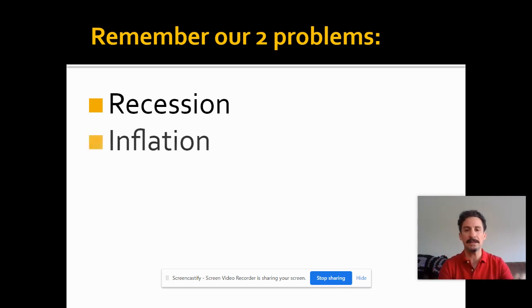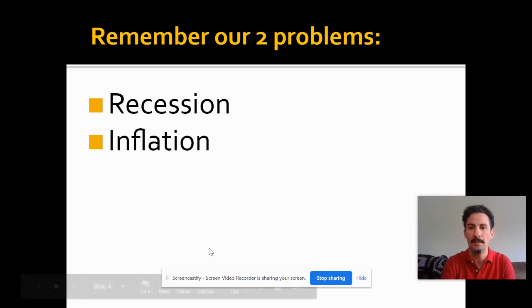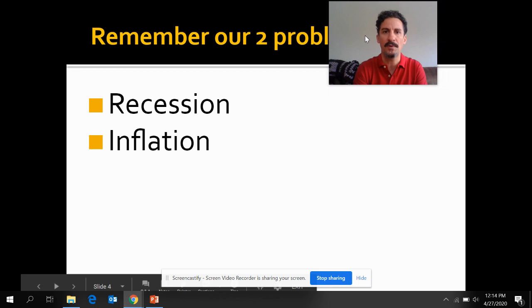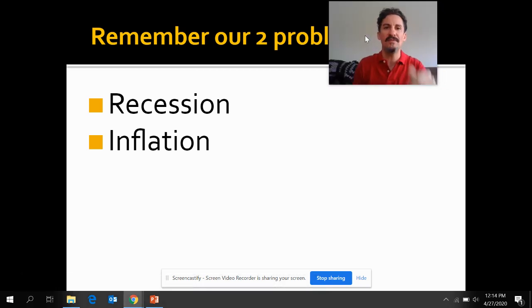The second problem is inflation. I know everybody thinks that if everybody's got a job and everybody's making more money, that's a really good thing, but it can also be a bad thing. Remember, anywhere between 2 and 4% inflation is considered healthy. Once you get above 4% inflation, you're going to start to have problems. It's not a good thing because you lose the value of your money very quickly, and that's a problem.